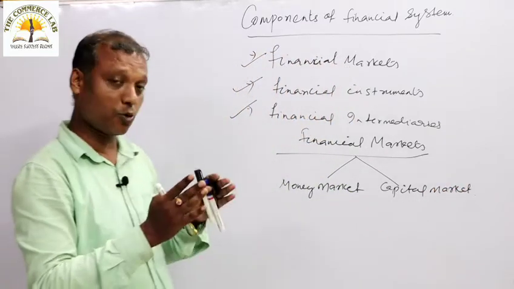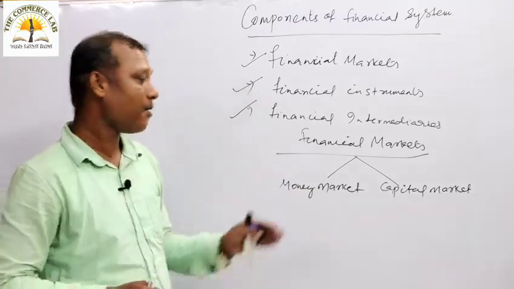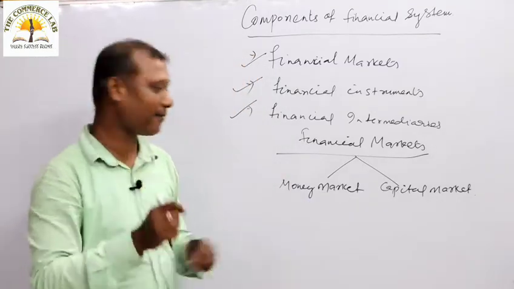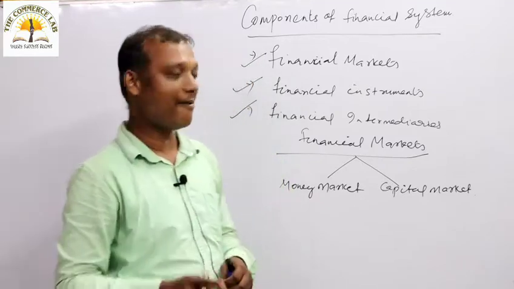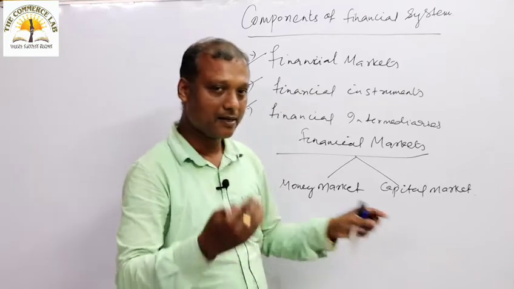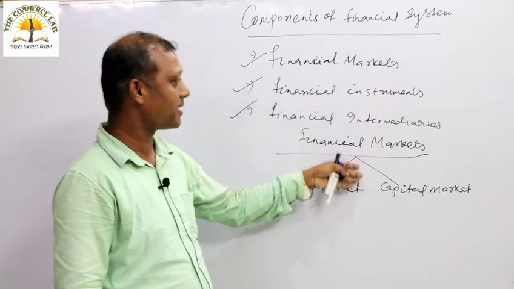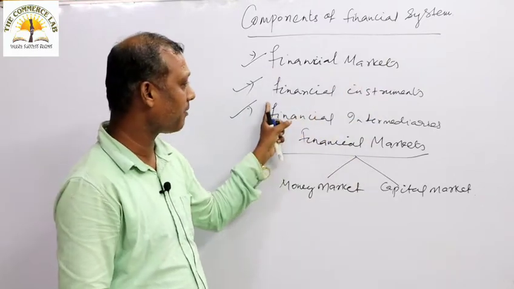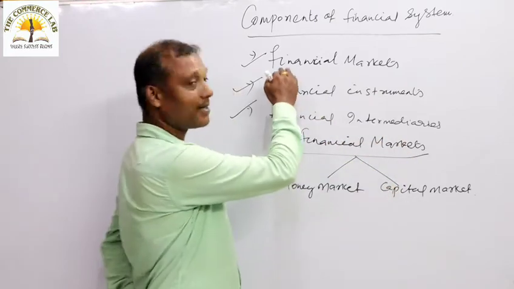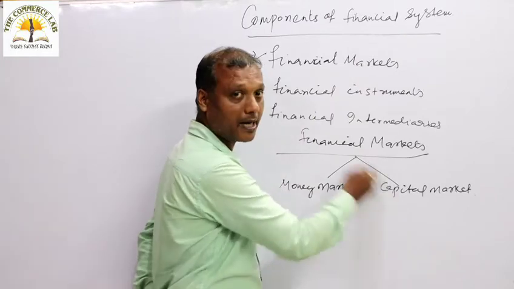So you understood? We are slowly moving our discussion. Financial market can be broadly classified under 2 heads: one is the money market, and number 2 is the capital market. I am just repeating once again. The components of the financial system can be studied under 3 heads: financial market, financial instrument, and financial intermediaries. And the financial market can be classified under 2 heads, money market and capital market.